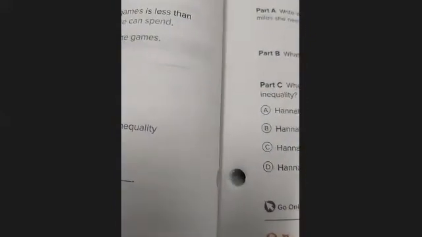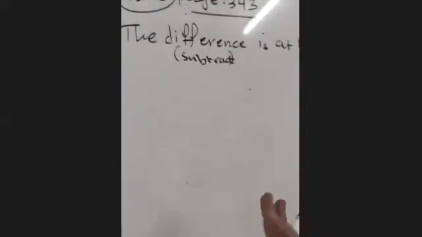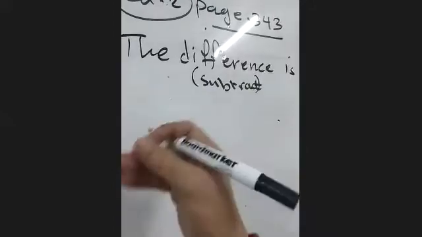But let's continue. Caleb's Yorkshire Terrier has a height of 6 and 1 over 4 inches. The height of the first one, 6 and 1 over 4. Write and solve an inequality to determine the possible height of the other type, which is a Great Dane. Then interpret the solution. We know the height of the Yorkshire. Do we know the height of the other one? We call it Great Dane.